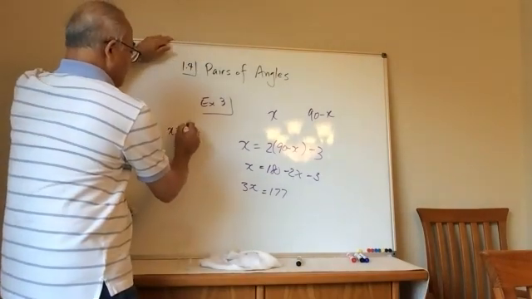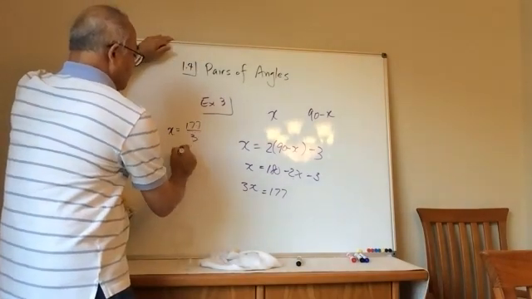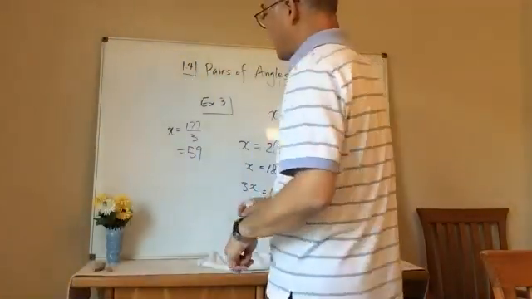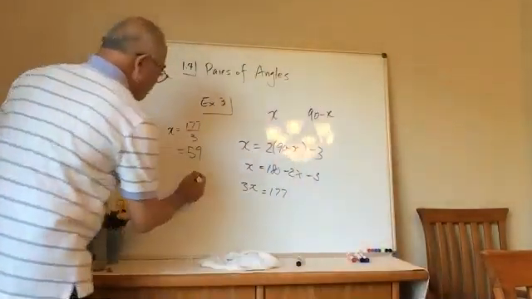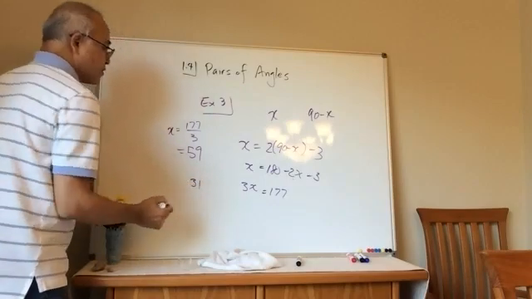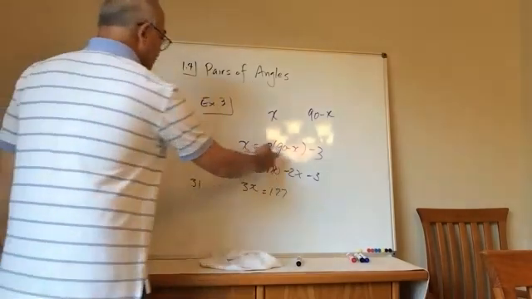So x is going to be equal to 177 divided by 3, which is 59. So the angle itself is 59, and the complement is going to be what then, Tyler? 31. 31. So let's verify this and see if this works, okay?